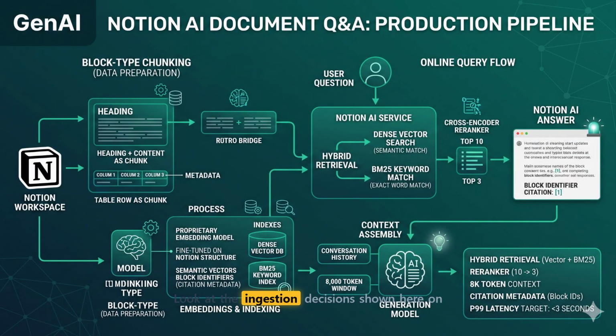Look at the ingestion decisions shown here on the left. Notion AI doesn't just use fixed token counts for chunking, that destroys semantic units. Instead, it uses block type chunking. A heading stays with its content and a table row stays with its headers. This keeps the data meaningful. They even use a proprietary embedding model fine-tuned specifically on Notion's document structure. It's significantly more precise than a general purpose model because it actually understands how your documents are organized.